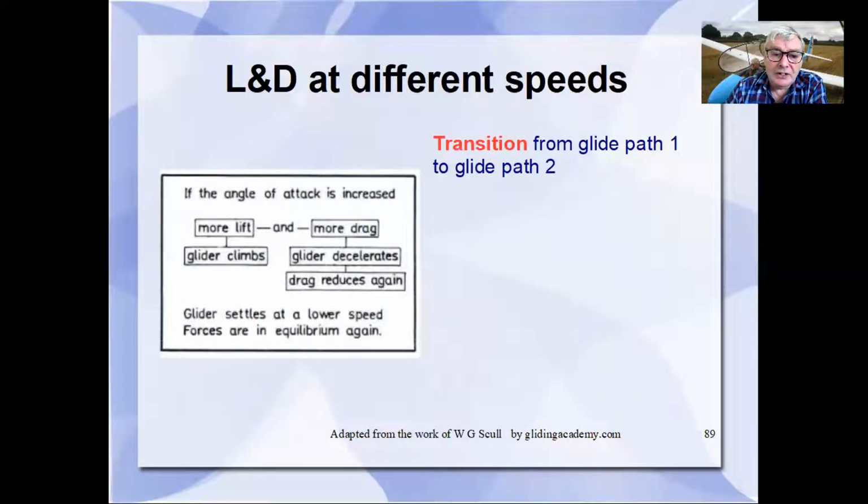What this means is as the angle of attack is increased, we generate more lift and the glider climbs, but we've also generated more drag, and so the glider decelerates and the drag progressively restabilizes to a new value. Once it's done that, the glider is now no longer in accelerated flight because the forces are back in equilibrium.